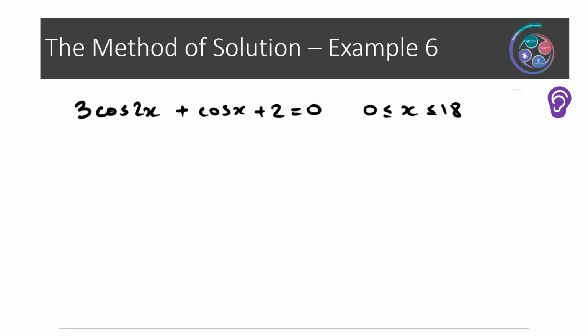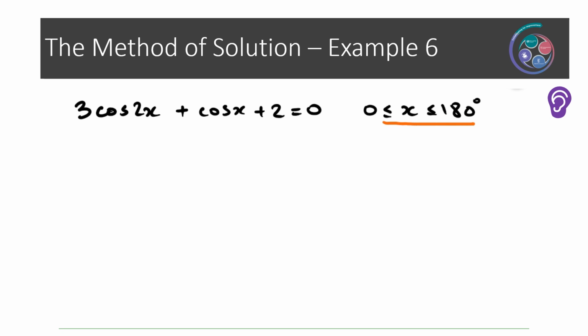For my final walkthrough, I'm going to do 3 cos 2x plus cos x plus 2 is equal to 0, and this time I'm going to do the range x between 0 and 180 degrees. So please note that I've changed the range to be between 0 and 180. So any answers that come out that's not in that range, I'm going to ignore.